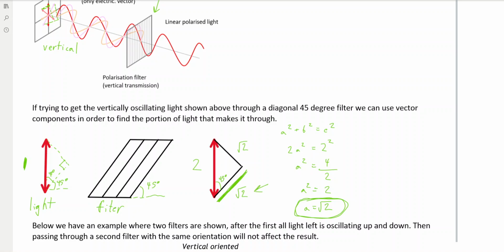Now, you could also use cos of the angle equals adjacent over hypotenuse, and you get h cos theta equals a. This is what we would normally recommend in physics 30, and this a is that root 2 that we're going to find. So how much of the light gets through?